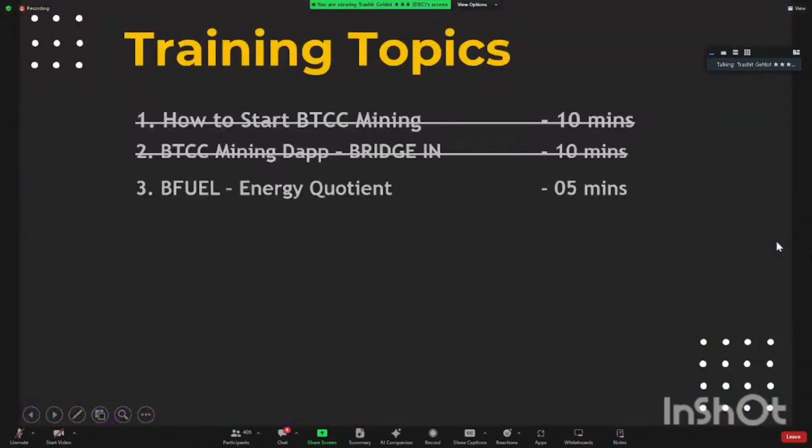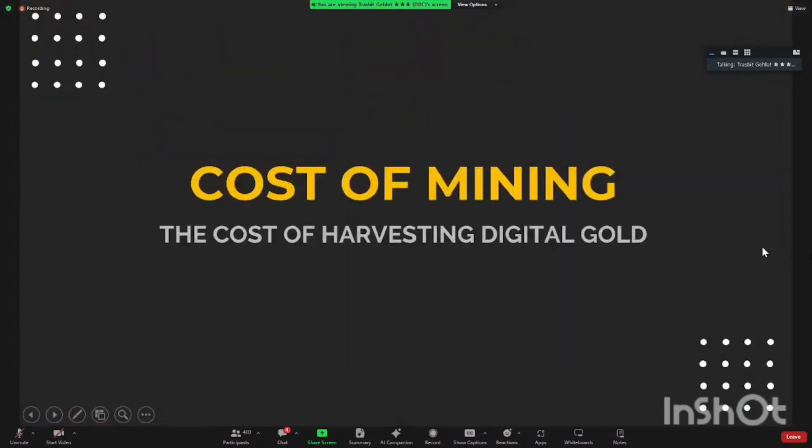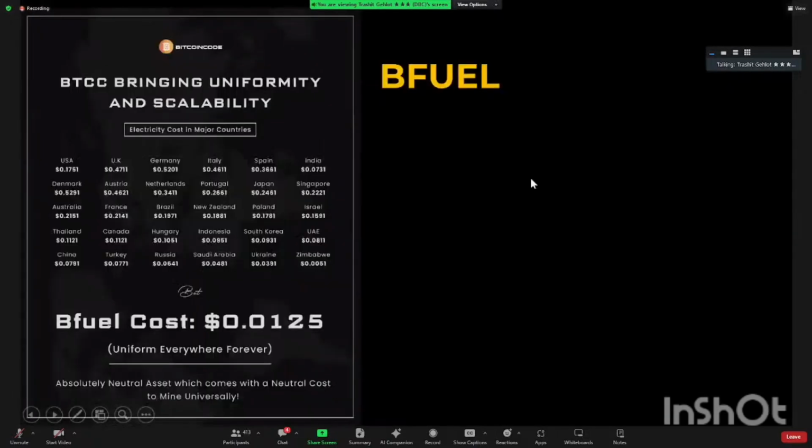Now we'll come to the next topic, that is the energy quotient. That's called B fuel. So, the cost of mining. Do you remember yesterday when we discussed the physical mining of Bitcoin? I had mentioned there is a recurring cost to the mining: the monthly electricity bill, the monthly internet connection bill, the monthly wear and tear of devices, the miners and everything. So there is a cost associated with any type of mining. Right. So over here on our system, there is also a cost of mining, and that cost of mining is called harvesting, and it is determined in terms of B fuel.